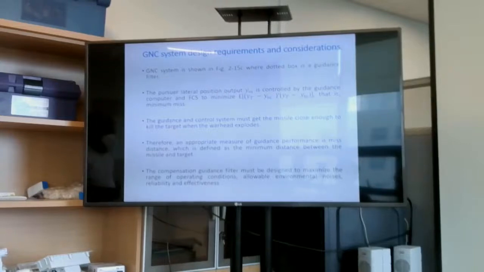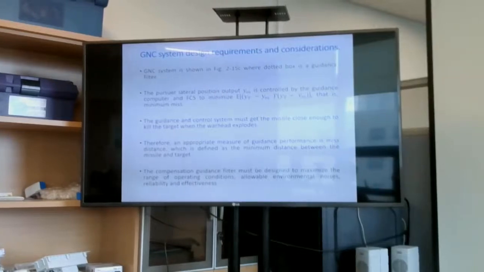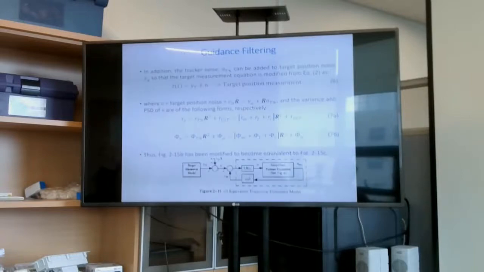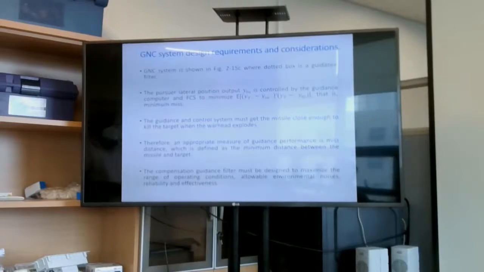Okay, so basically this is our GNC system, figure 15C. The dotted box is the guidance filter.